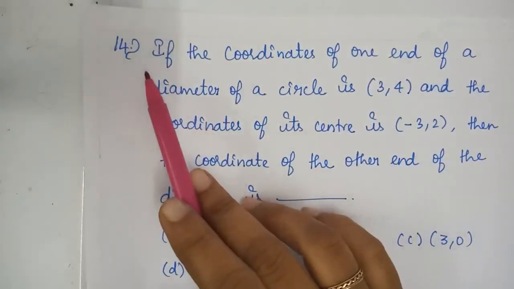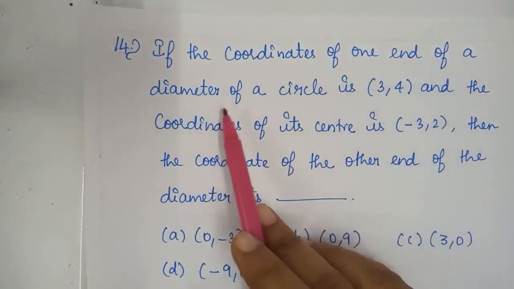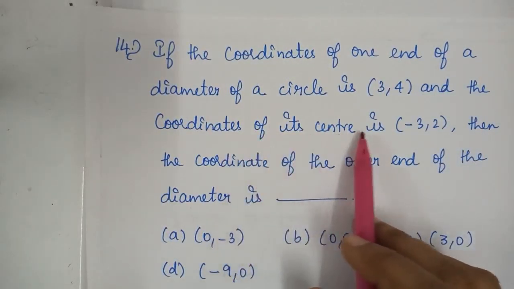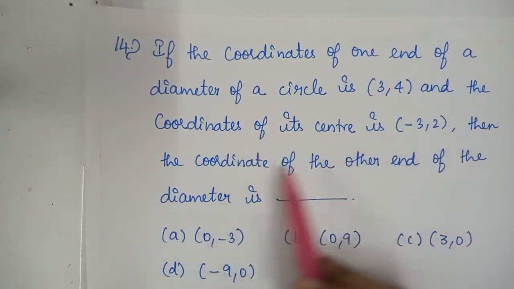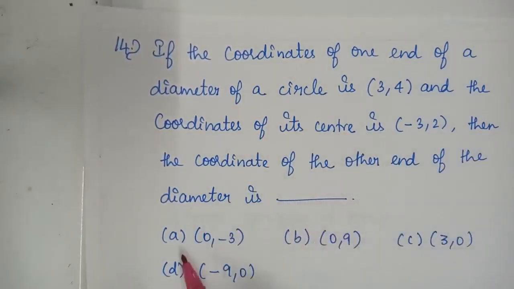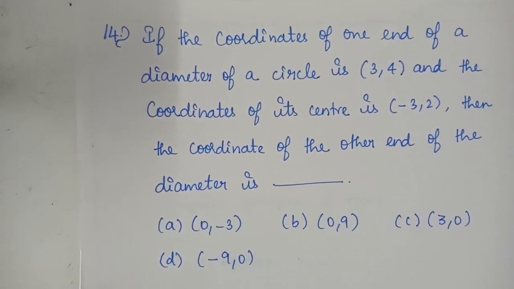Question number 14 in exercise 5.6. If the coordinates of one end of the diameter of a circle is (3,4) and the coordinates of its center is (-3,2), then the coordinate of the other end of the diameter is dash. Option A (0,-3), option B (0,9), option C (3,0) and option D is (-9,0).